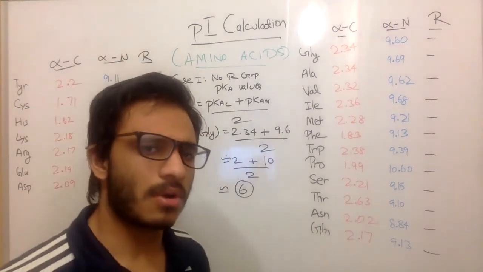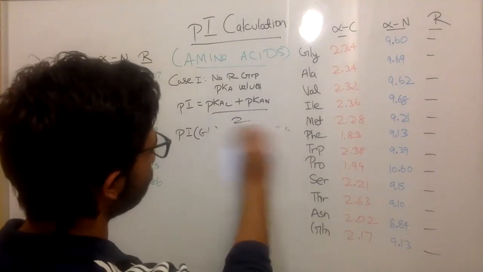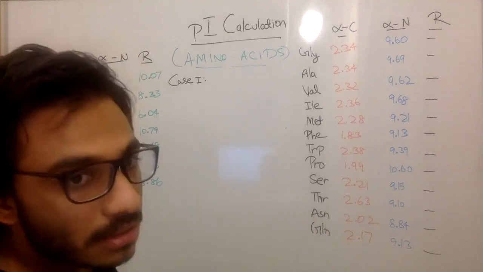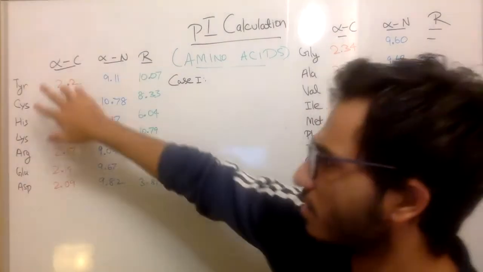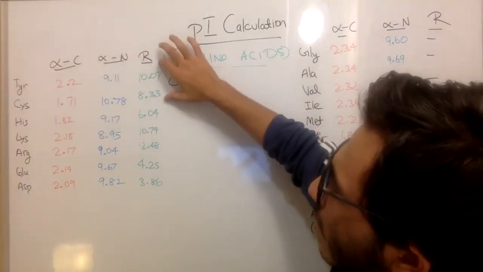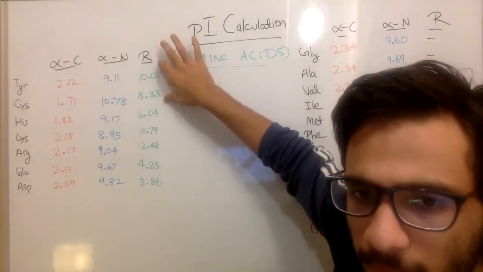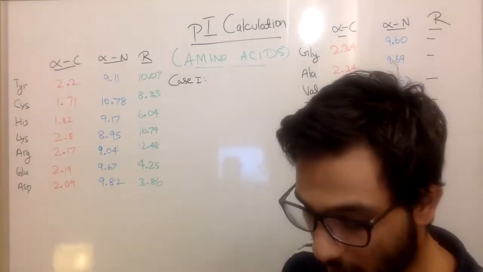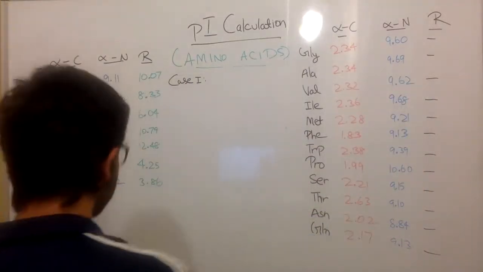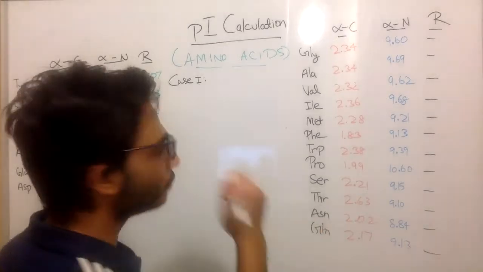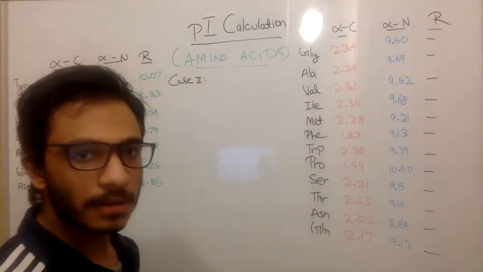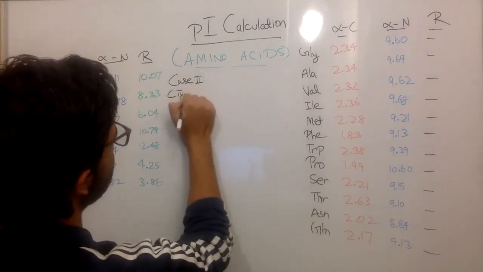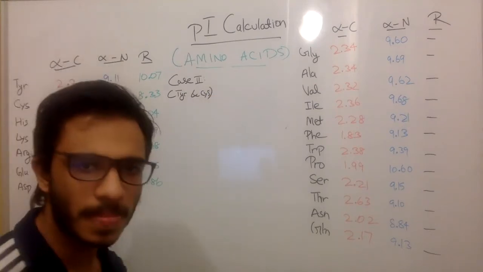So let's go ahead and talk about the second case. Our second case would be for these 2 special amino acids, cysteine and tyrosine. As you know, they are not charged, but they still have pK values for their R groups, right? They come in this category. So tyrosine and cysteine are special cases. So let's see how we can tackle that. This will be case 2, and we are talking about tyrosine and cysteine.